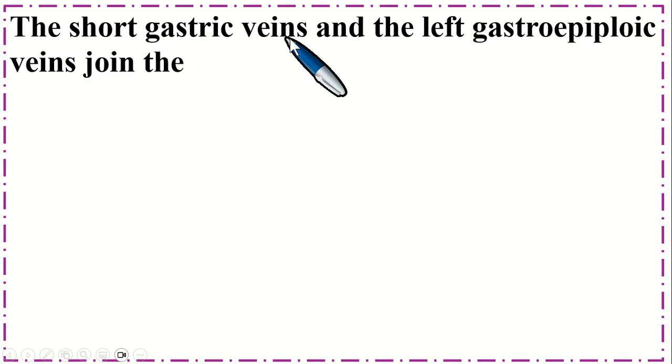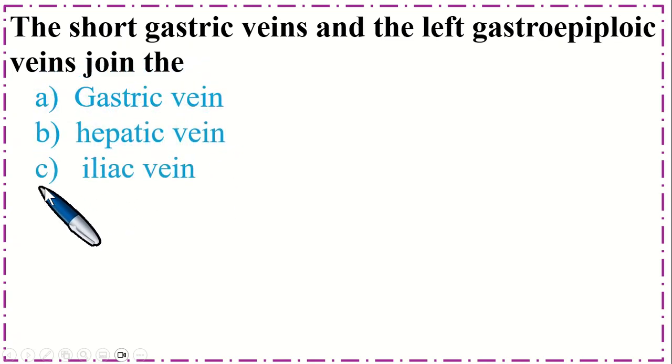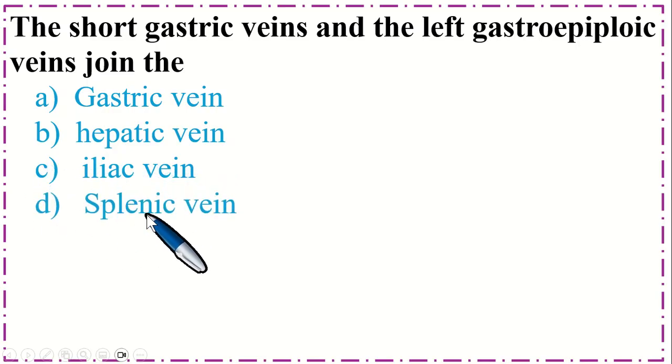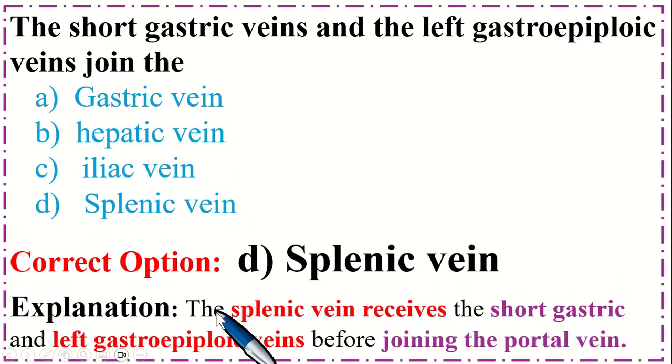The short gastric vein and the left gastroepiploic vein join the option A, gastric vein, B, hepatic vein, C, iliac vein, and option D, splenic vein. So the correct option is D, splenic vein. The splenic vein receives the short gastric and left gastroepiploic veins before joining the portal vein.